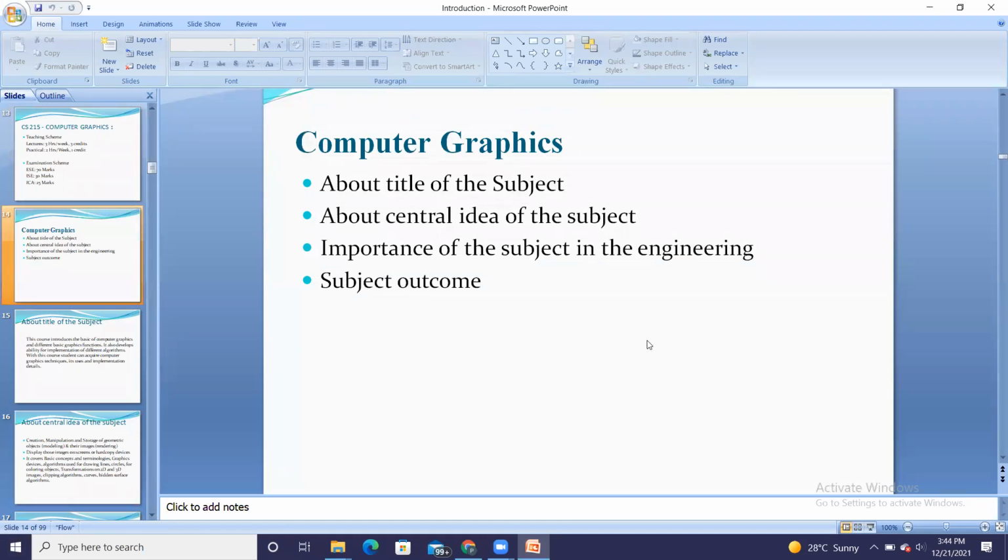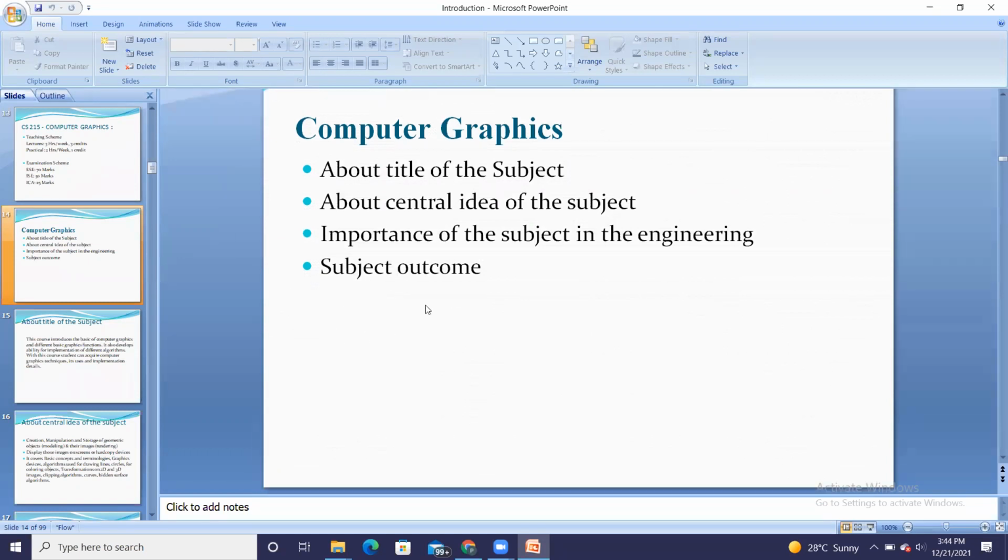Okay. So we will consider computer graphics: the meaning of computer graphics, what is introduced inside it, what is the importance of it, and what are the outcomes of it. So that is CG: the title of the subject, the central idea, the importance of the subject, and the outcomes.